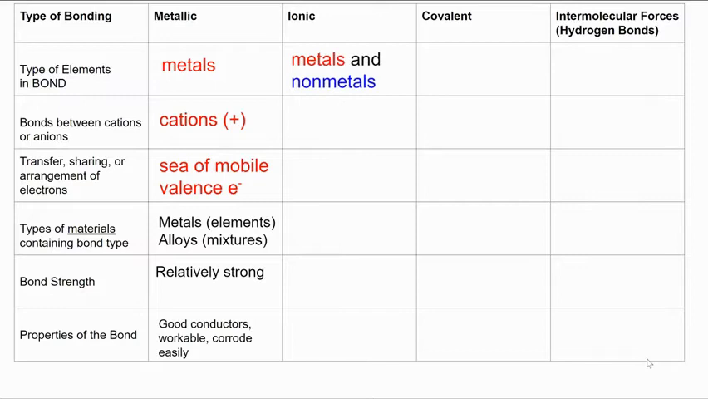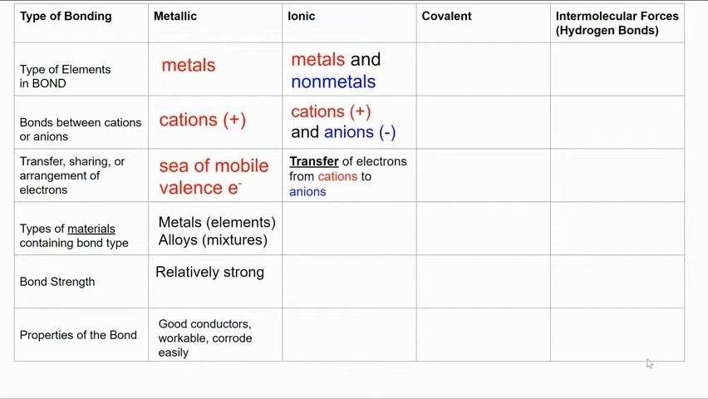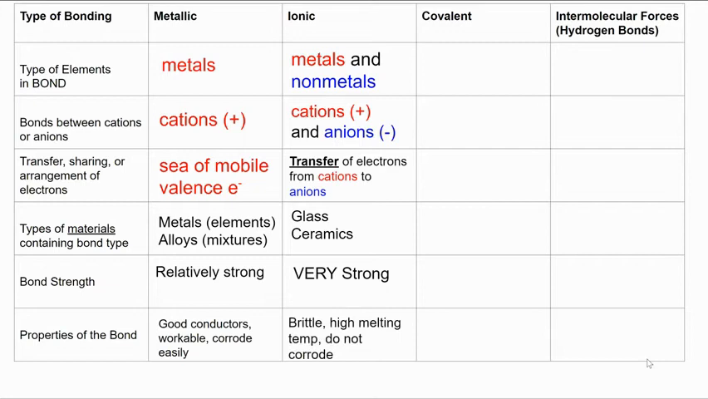Ionic bonds are metals and nonmetals. That means that it's a cation and an anion. The cations give away their electrons to the anions, so there's the complete transfer of valence electrons from one to the other. Thus, the types of materials this occurs in are glass and ceramics, and the bond strength is very strong because of this. That gives them very different properties. They're brittle with very high melting temperatures that do not corrode.